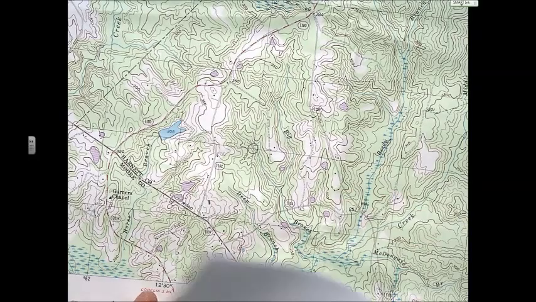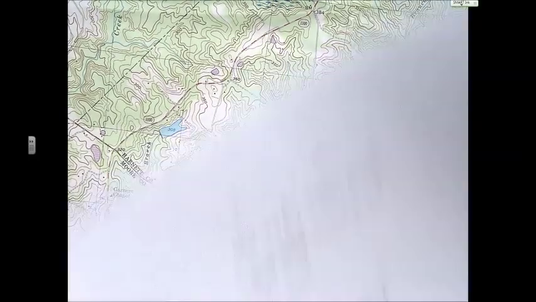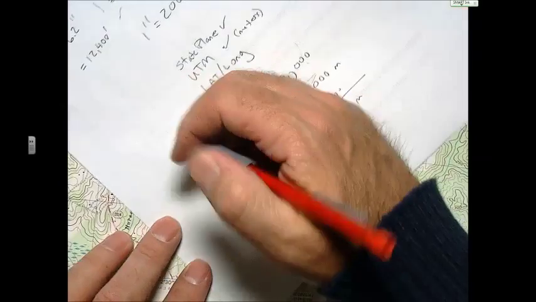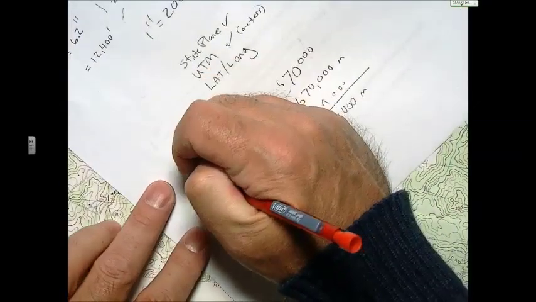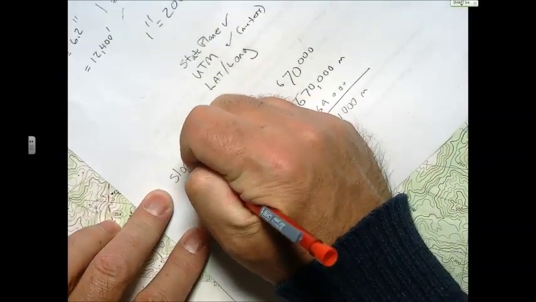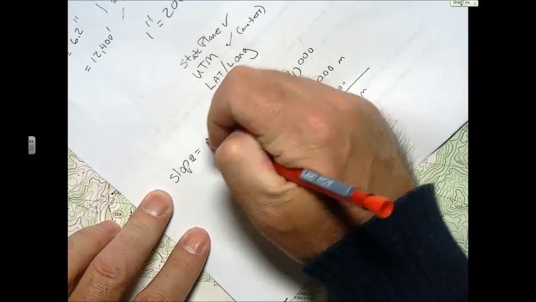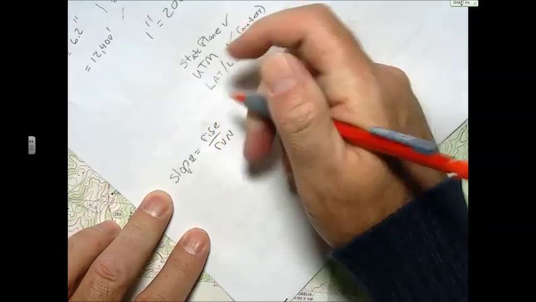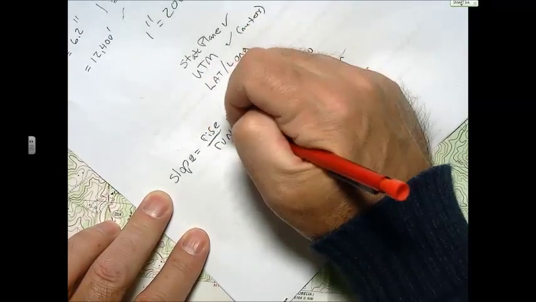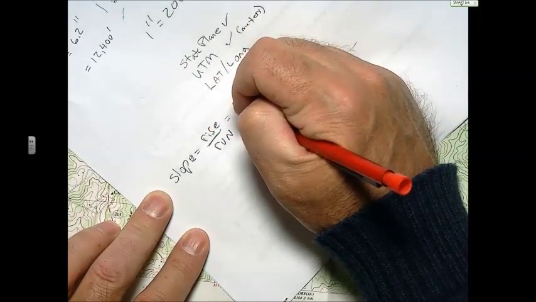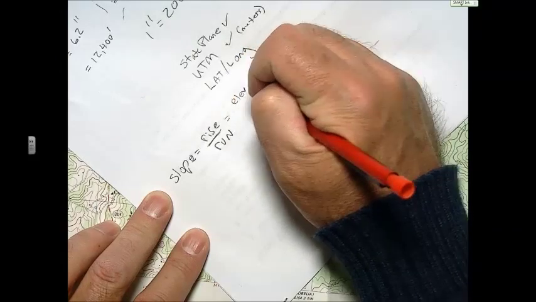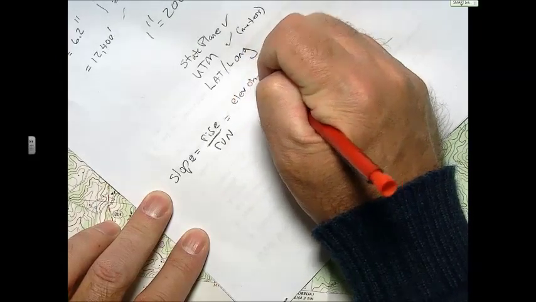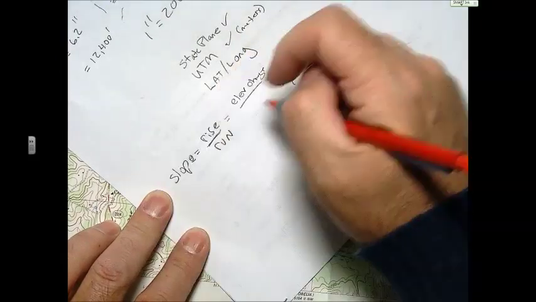And the way you do that is you take a measurement. We know that to calculate slope, it's simply what's called the rise over the run. Okay? So the rise is our elevation change, and our run is the distance that it takes.